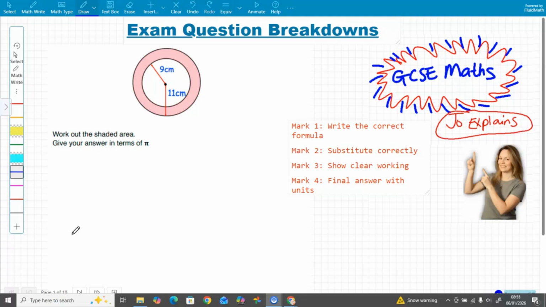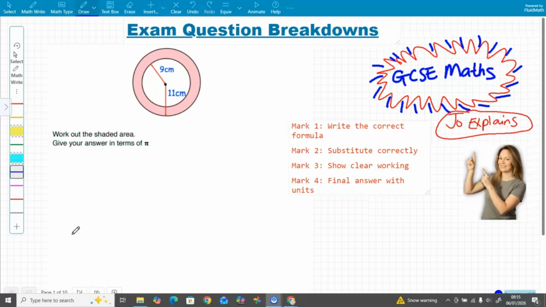Okay, so here's the question. It says work out the shaded area, that's the pink part here, and give your answers in terms of pi. So we've got two circles, one inside the other, and we've been given the radius of the larger circle and the radius of the smaller circle. Okay, so this is a non-calculator paper question.